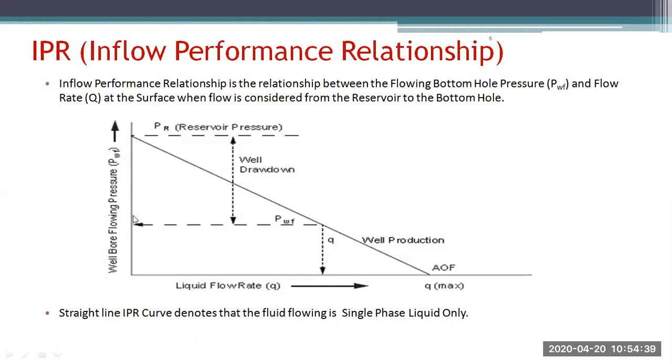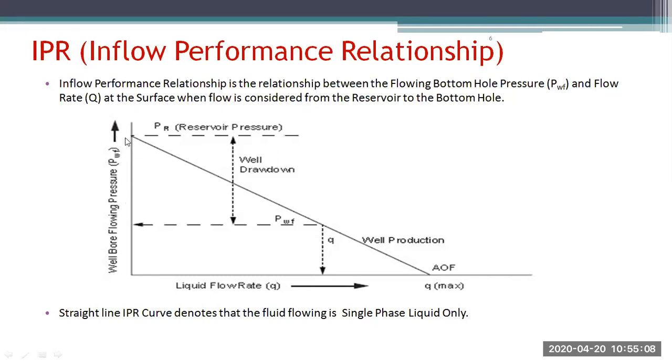How do we draw it? Suppose I give you many pressure values and many flow rate values. Okay, so I give you PWF equals 1200, 1300, 1400, 1500, 1600, and corresponding Q also. Okay, so you will be able to draw the line. And in the case of IPR, this line is a straight line.